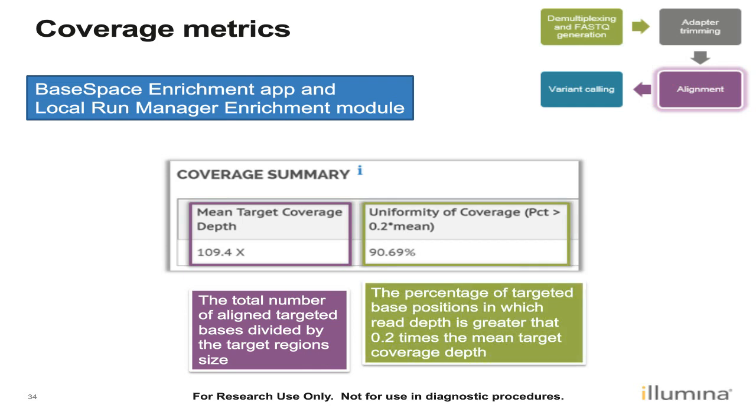Together, these will tell us if A, we have good coverage across all our regions, good average coverage, and B, in the uniformity of coverage, whether all of our targets are covered at roughly the same amount. So rather than, say, having one region that has thousands of reads aligning to it and is offsetting the average, the uniformity of coverage will give us an idea if all of the regions are getting roughly equivalent amounts of coverage.